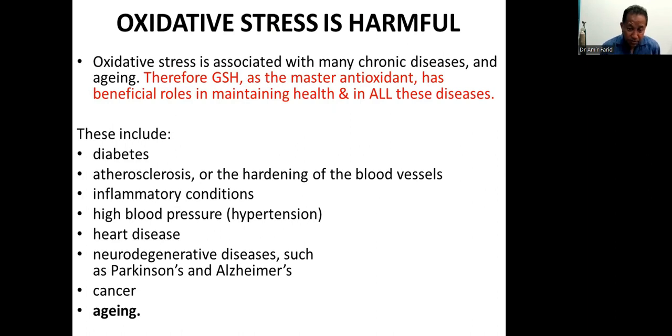Okay, so let's start with this most important and most famous function first, that it is the master antioxidant. And this is to fight free radicals, which cause oxidative stress. So oxidative stress is associated with many chronic diseases and aging. Therefore, glutathione, as the master antioxidant, has beneficial roles in maintaining health and in all these diseases, which include diabetes, atherosclerosis, or the hardening of blood vessels, inflammatory conditions, hypertension, heart disease, neurodegenerative diseases such as Parkinson's and Alzheimer's, cancer, and aging.